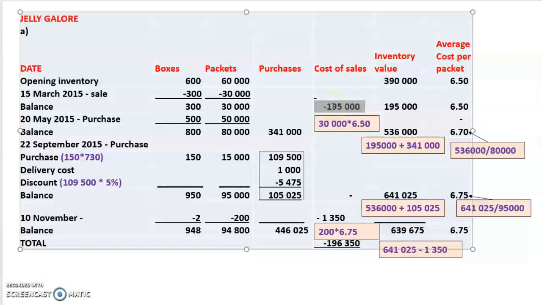Now, what is our inventory on hand after the sales transaction took place? It is our 390,000, the value of opening inventory, less the cost price of goods sold, 195,000, and that gives us still 195,000. 195,000 divided by the remaining 30,000 packets, 60,000 less 30,000, will give us 6.50 Rand per packet.